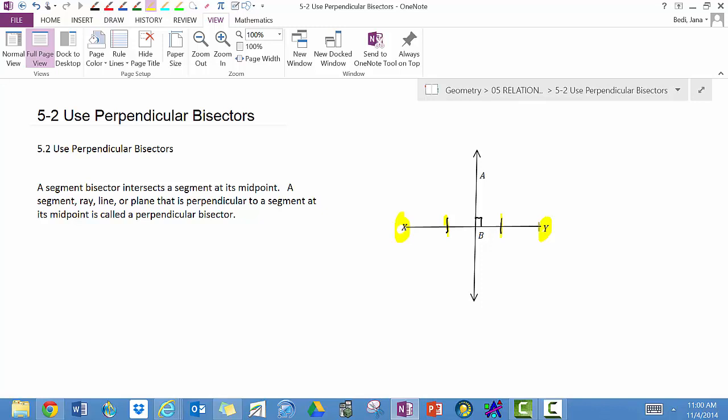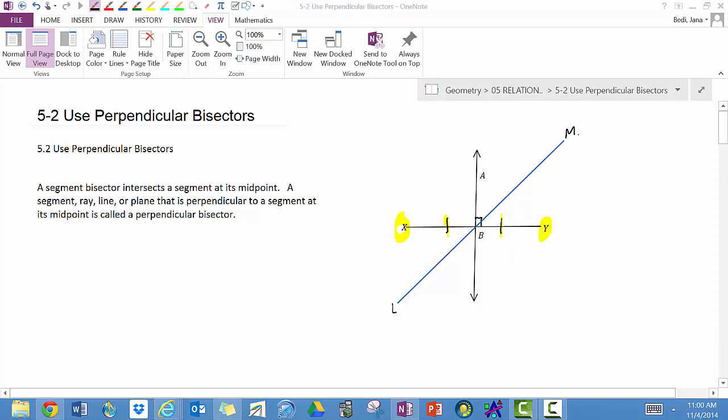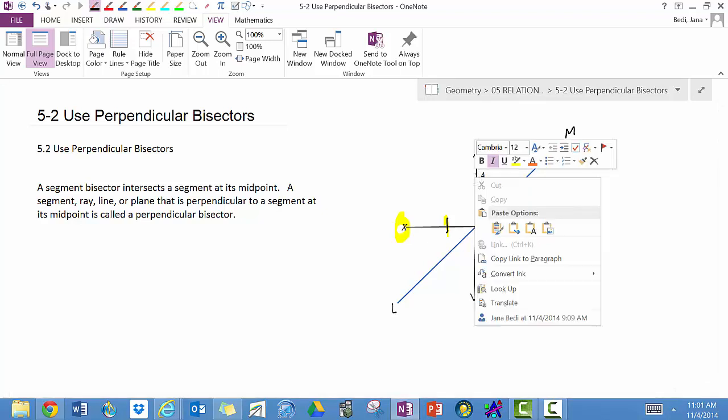A segment can be bisected, for example, by this segment here. It is also going through B, the midpoint. However, this segment, let's call it LM, is not a perpendicular bisector, whereas segment AB or line AB is a perpendicular bisector.